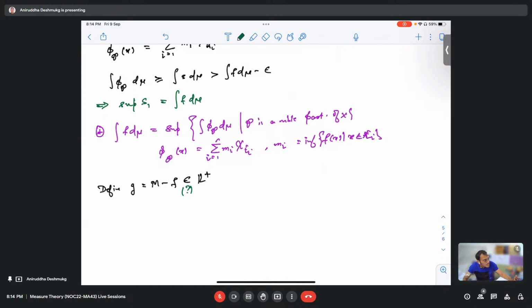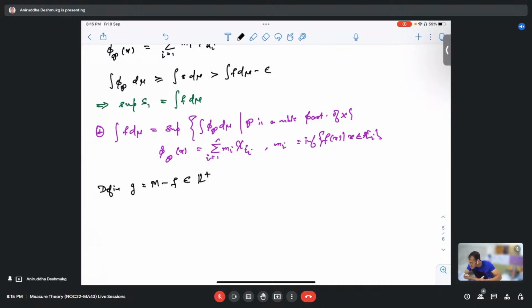Yes, because we have defined g as capital M minus f, where M is the supremum. It is actually an upper bound of f, so this is a non-negative function. And why is it measurable? Because f is measurable and M we can take as the constant function. A linear combination of two measurable functions is measurable. So this g is measurable, right?